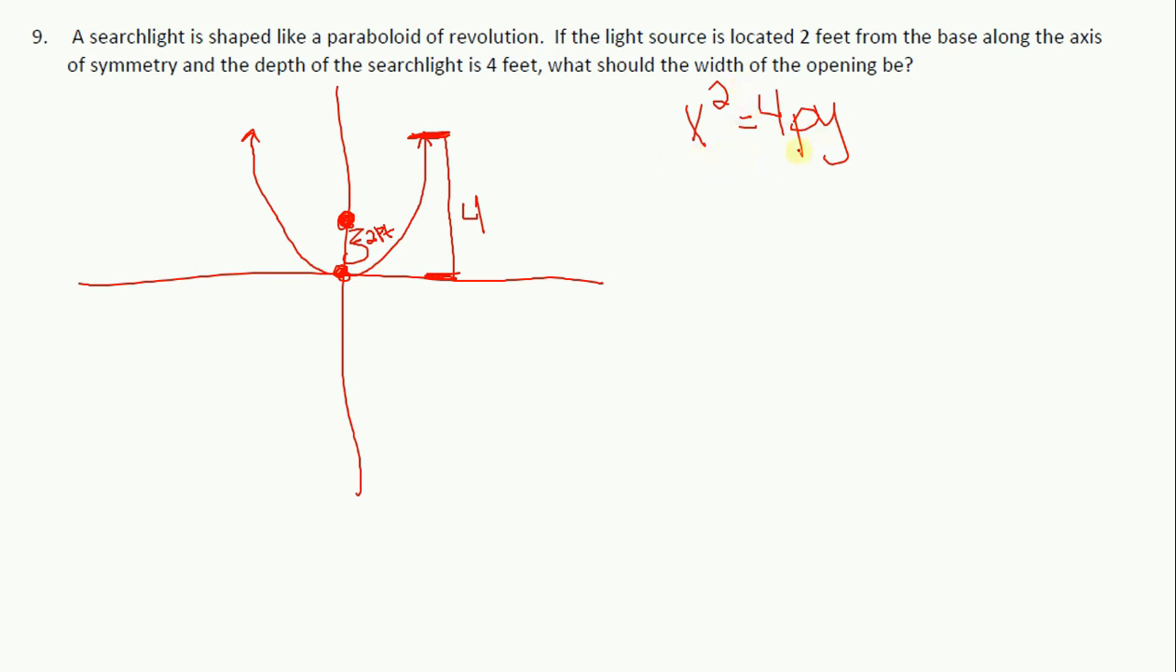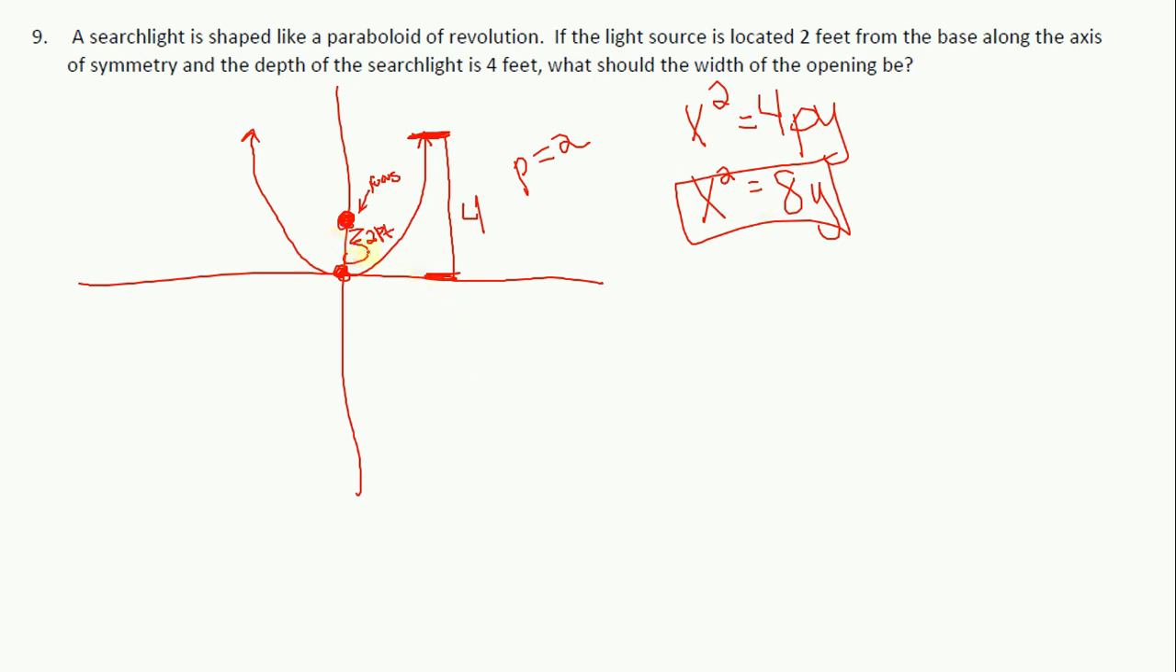So I need to find my p-value if it's available. If not, I need to start writing an equation of this. Well, they gave us what the focus is. They didn't say, hey, the focus is 2 feet from your vertex, but they gave us a light source. And that's a very common thing for them to say. The light source is the focus. So I know that the p-value has to be 2, because its vertex to focus is 2. So if I plug that in, I get x squared equals 8y. That's the equation of the parabola that we're looking at.